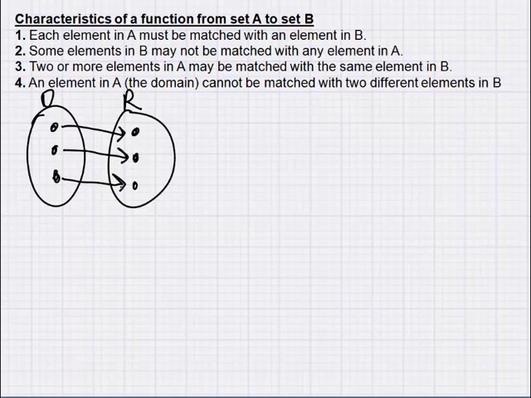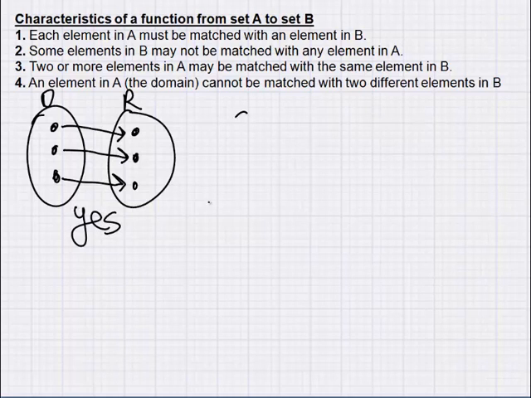Is this a function? Is my domain getting matched to my range in the way that each element in the domain gets matched to one element in the range? So clearly this one, yes, this is a function.